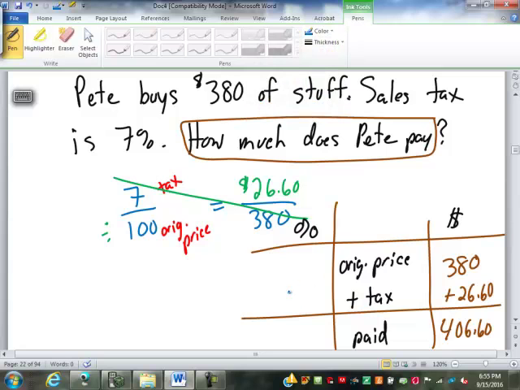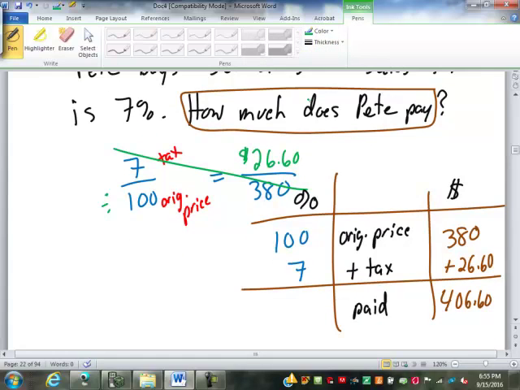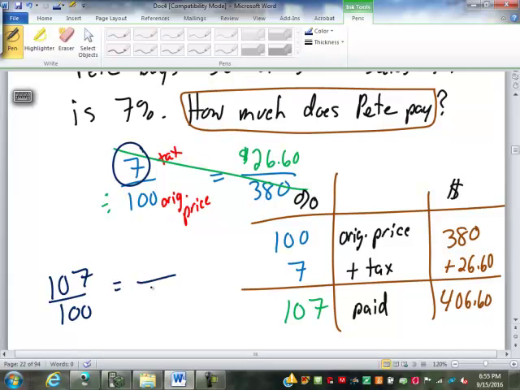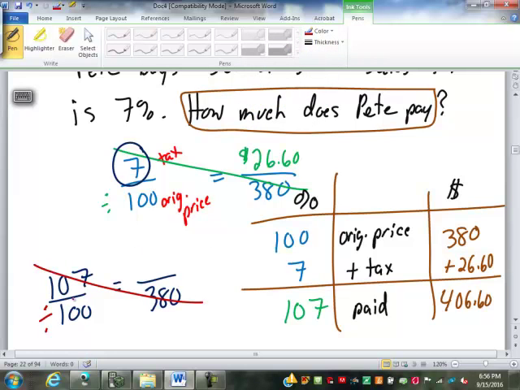We have the 7% for the tax. What other percent do we always have? 100 is the original price. So that means this time we don't do 100 minus 7, we do 100 plus 7 because we add tax. So the amount paid is 107%. So what we could have done here is similar to before. Instead of finding 7% and adding it on, we could have found 107% of the 380. And when we cross multiply and divide, that would have given us the $406.60.